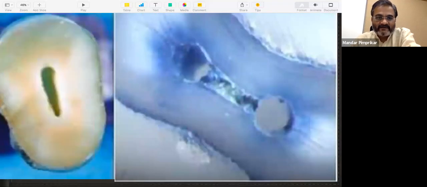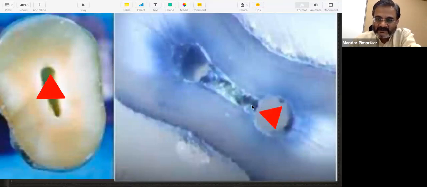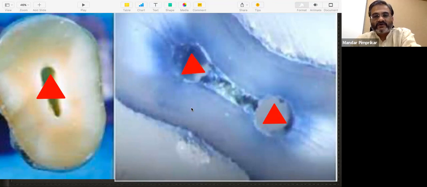So typically when we instrument the canal, the file starts rotating. In a single rooted tooth, we are in a better position to auger the debris out. But in a multi-rooted tooth, the file starts rotating and starts pushing debris into the isthmus, which is an inaccessible area. So whether you rotate or you reciprocate, you have to use irrigants in between to keep the isthmus free of the accumulated hard tissue debris.